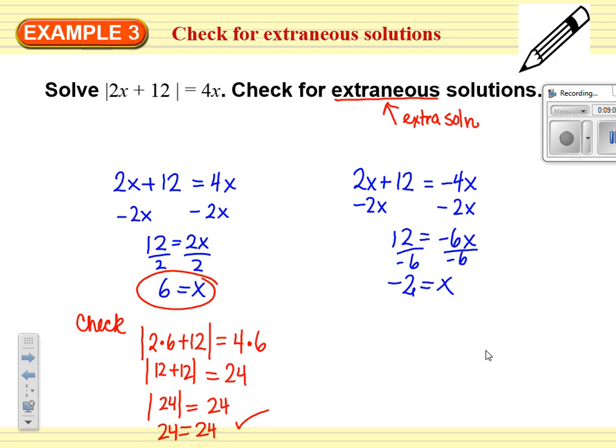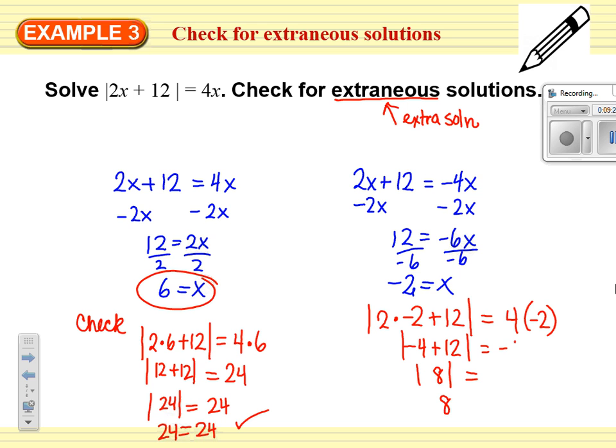Now let's make sure the other solution makes the equation true. So we will plug it in. 2 times negative 2 plus 12, absolute value of that, equals 4 times negative 2. 2 times negative 2 is negative 4 plus 12. Absolute value of 8 is 8. Does that equal negative 8? 8 does not equal negative 8, so this solution is an extraneous solution. It's an extra solution that does not satisfy the equation.